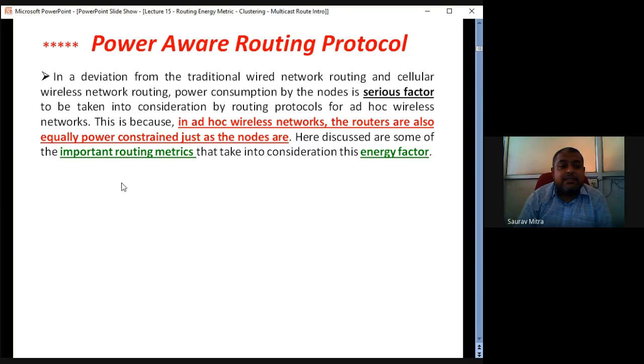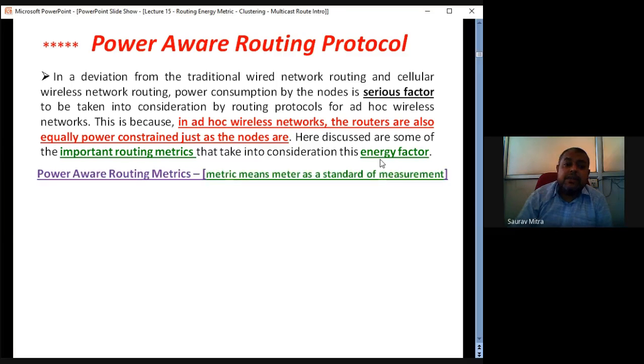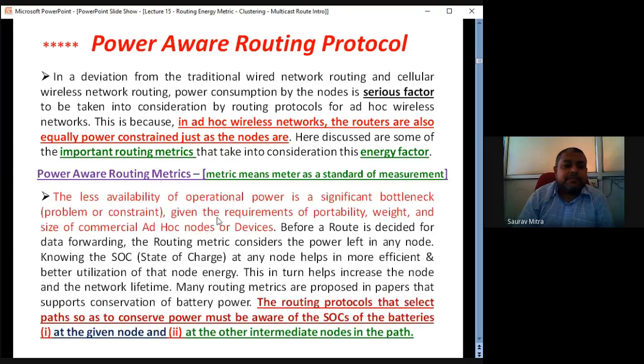Here are discussed some of the important routing metrics. That means from the routing point of view, what are the constraints or metrics, measuring parameters, we can use that take the energy factor into consideration. Routing has to be in such a way that it will also save some power in ad hoc wireless network. Power aware routing metrics. Metric means a standard of measurement. So this is a measurement parameter.